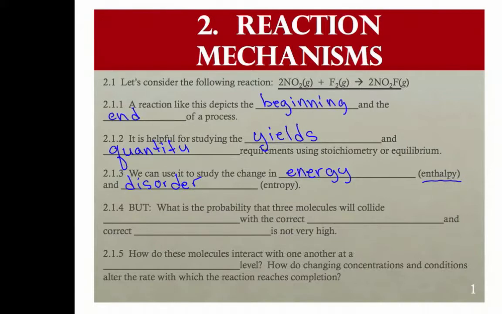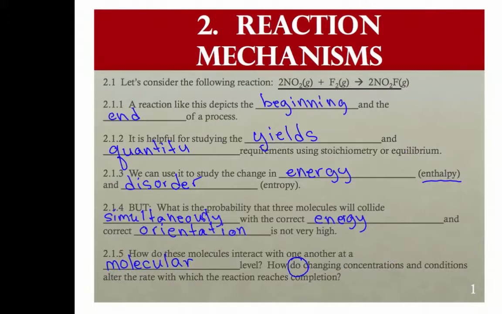And I think if you evaluate this reaction, you'll see that the probability that three molecules will collide simultaneously, right? Collision theory, simultaneously with the correct energy, that in and of itself is not very likely, but it also has to have the correct orientation. And it's not just about getting two molecules into the correct orientation, it's about getting three molecules into the correct orientation. So what we want to take a look at in a reaction mechanism is how do these molecules react on a more molecular level?